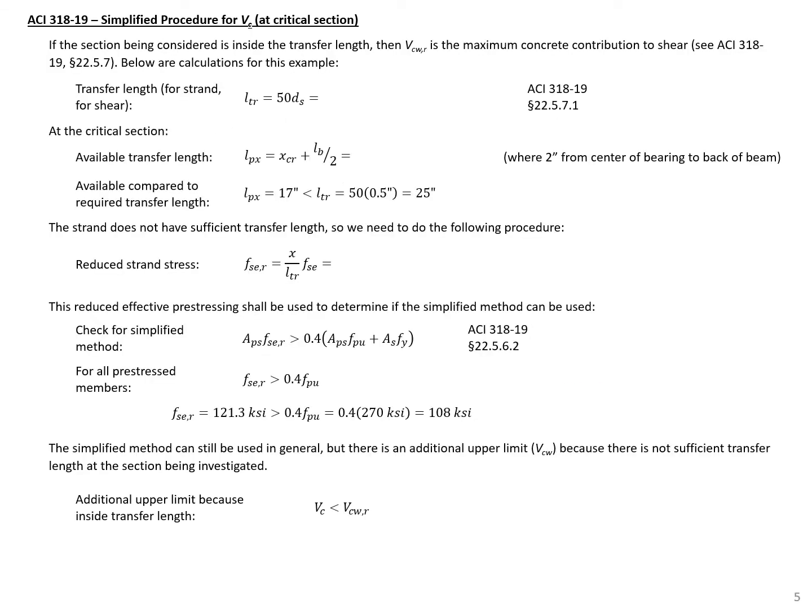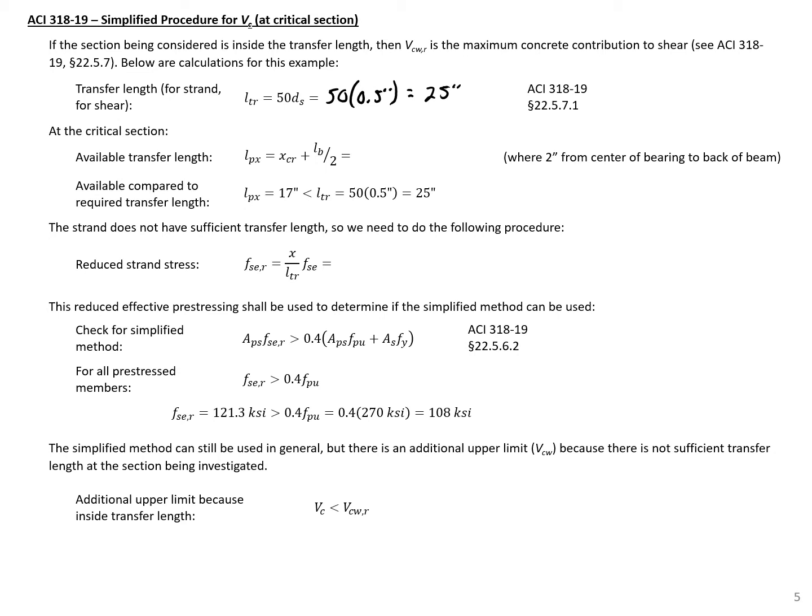Because we're close to the end of the member, we also need to check to see if we're inside the transfer length of our strand. So ACI says for shear, we're going to calculate our transfer length as 50 times our strand diameter. So 50 times 0.5 inches, we're using 1/2 inch diameter strands, which will give us 25 inches. And then our available transfer length is going to be the distance from the critical section, or the section where we're calculating shear, to the end of the beam.